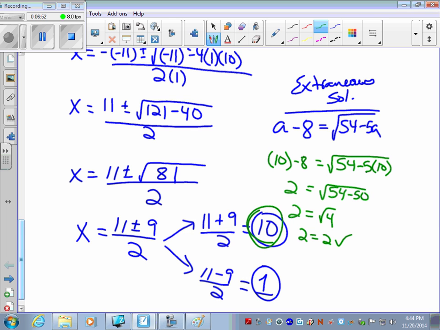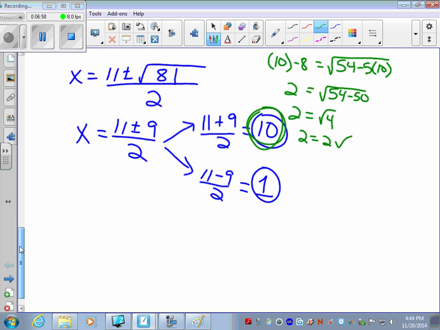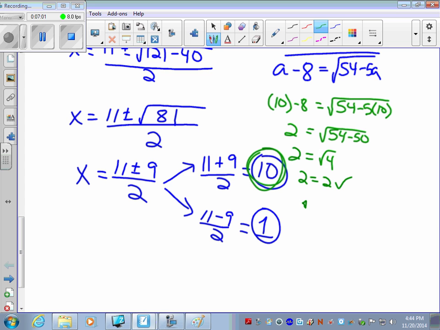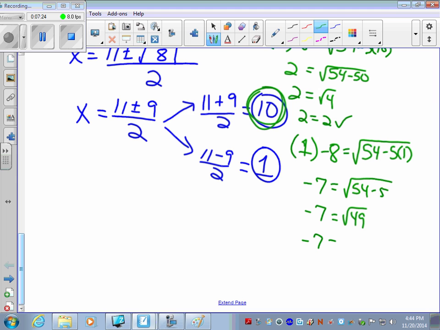It's not extraneous. And now we check 1. So we put 1 into the original problem. So I have 1 minus 8, and the square root of 54 minus 5 times 1. And 1 minus 8 is negative 7. 54 minus 5 is 49. And the square root of 49 is 7. And last time I checked, negative 7 does not equal 7. Therefore, 1 is an extraneous solution, and we do not include it in our solution. So 10 is our only solution.